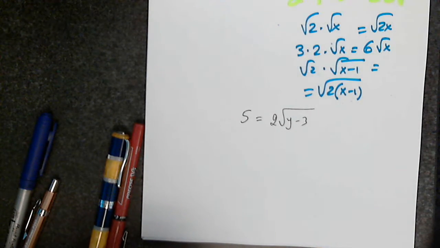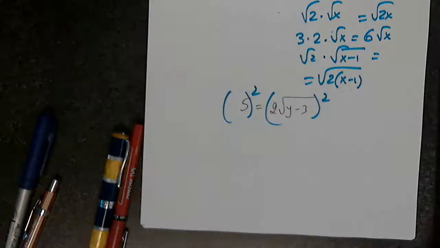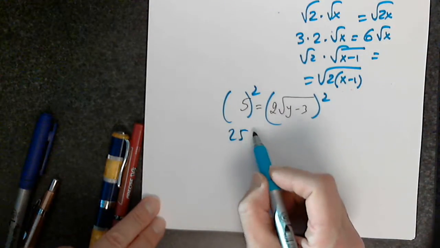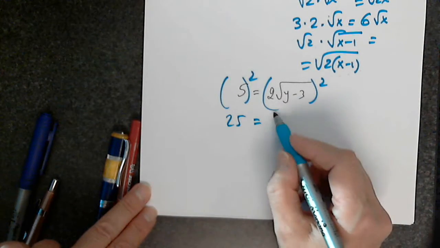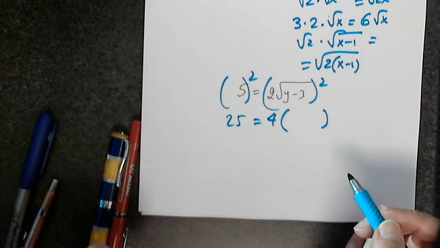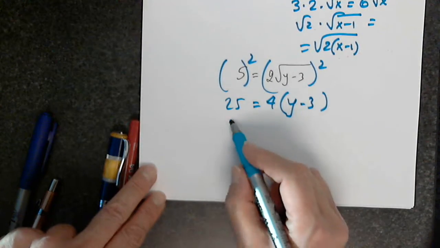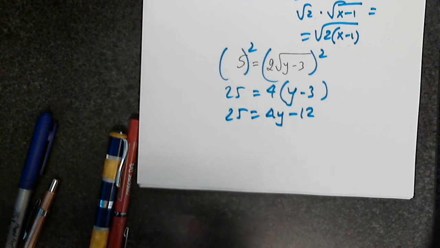Yes. Now we're ready to square both sides. Good. The left-hand side. Perfect. The right-hand side. Right. And in parentheses? Very good. I agree. So now this is 25 equals 4y minus 12. What next?